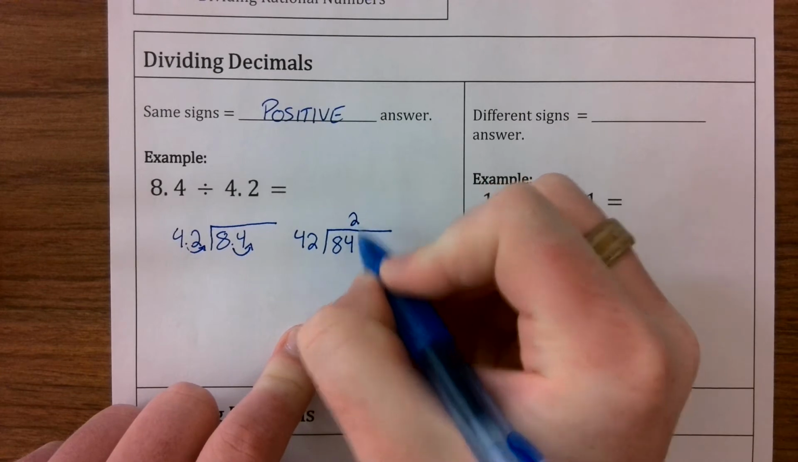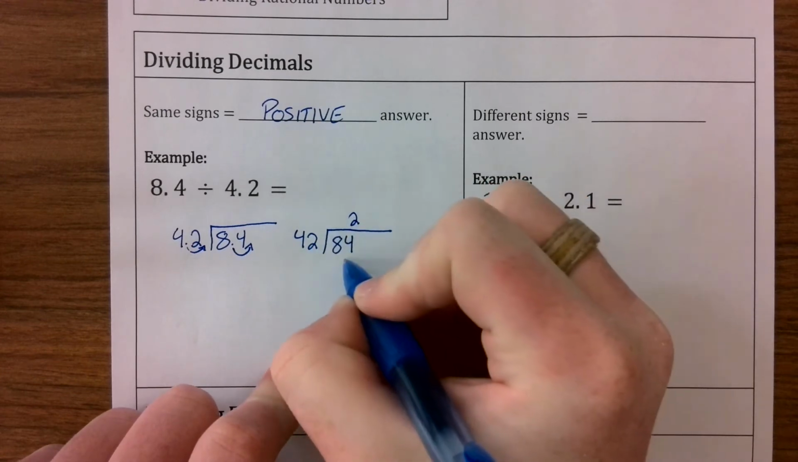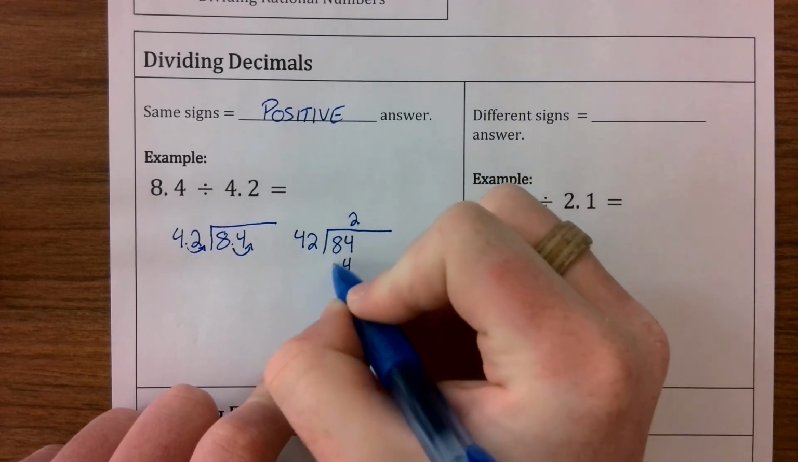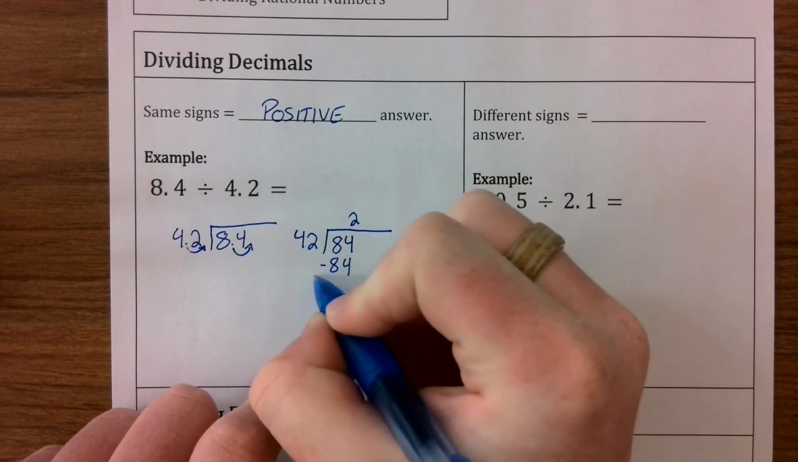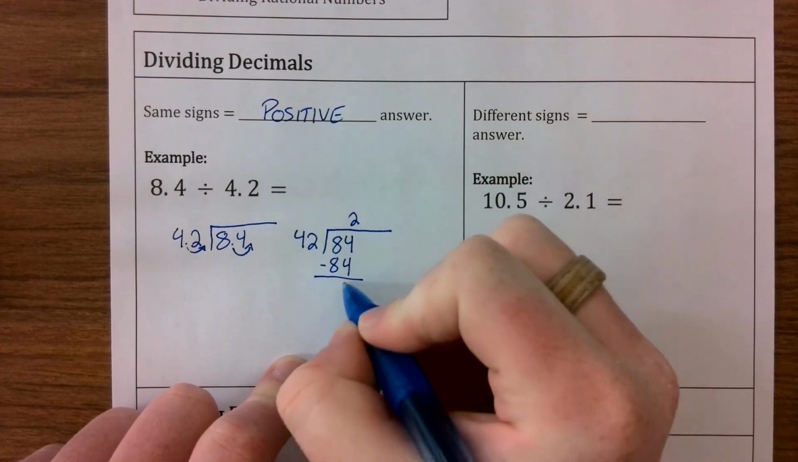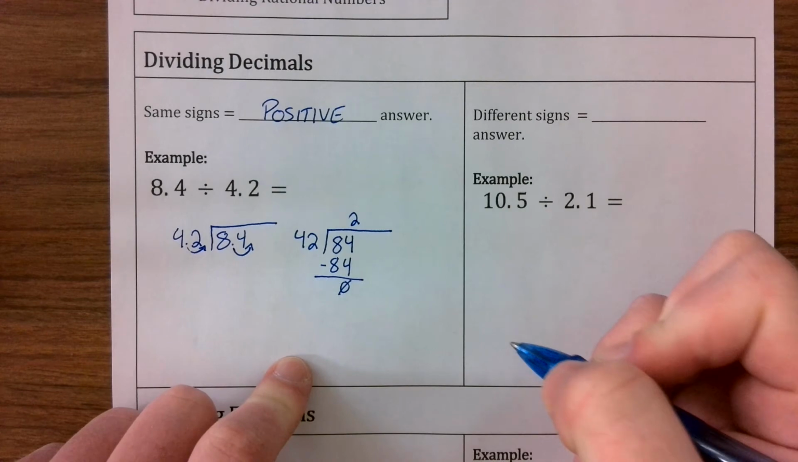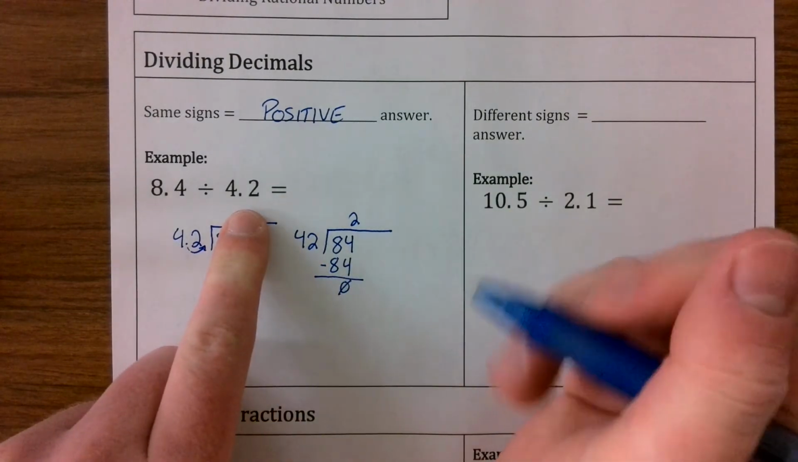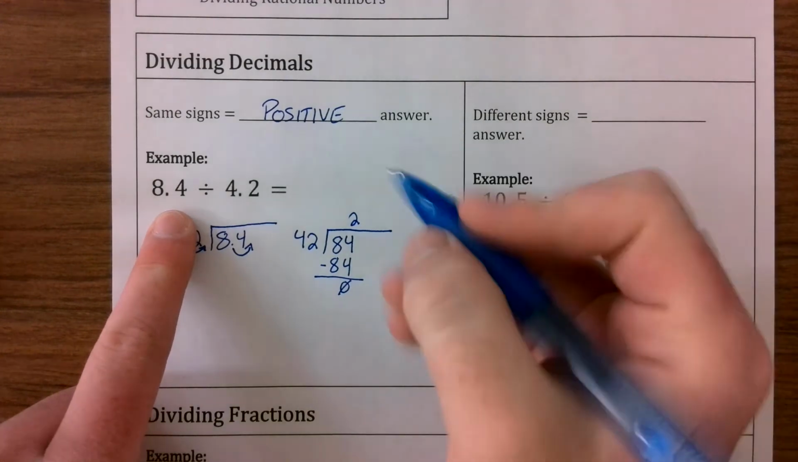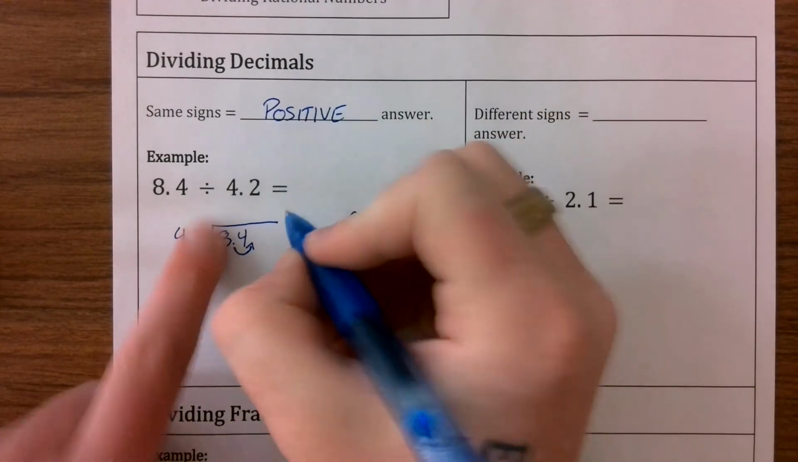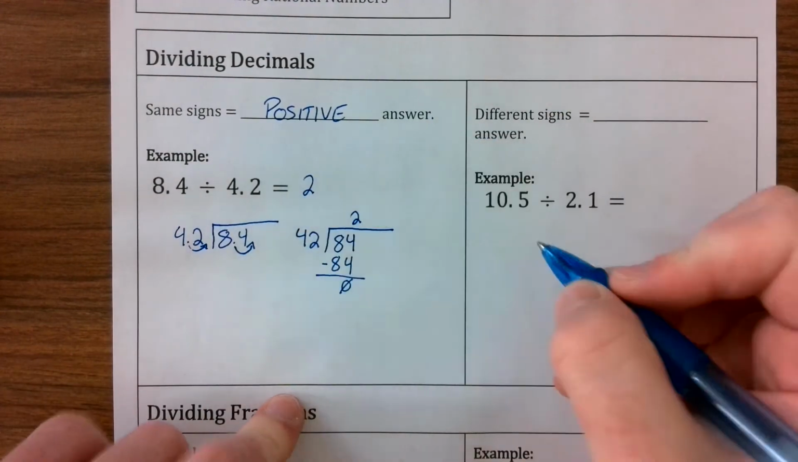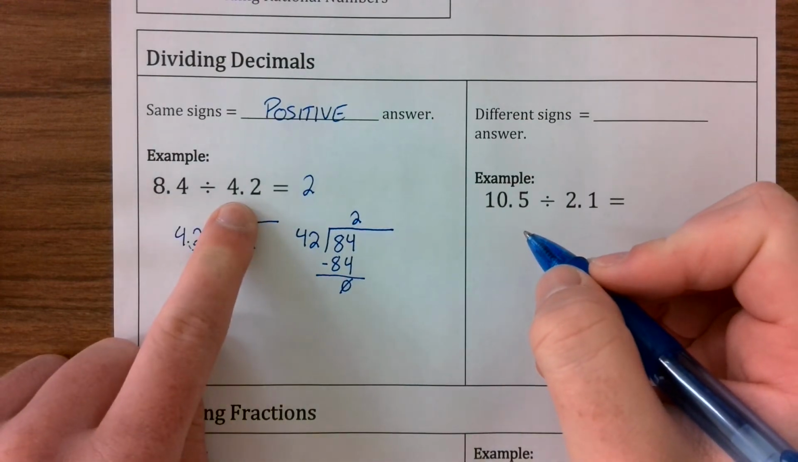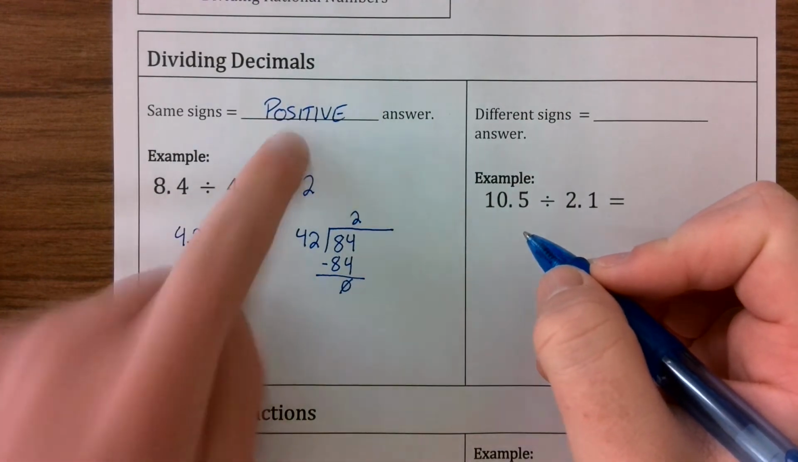I'm going to put a 2 up here. 2 times 2 is 4. 2 times 4 is 8. 84 minus 84 is 0. So 42 can fit into 84 twice, which means that 4.2 can fit into 8.4 twice. So 8.4 divided by 4.2 is 2, and because we have two positive numbers, same sign, our answer is positive.